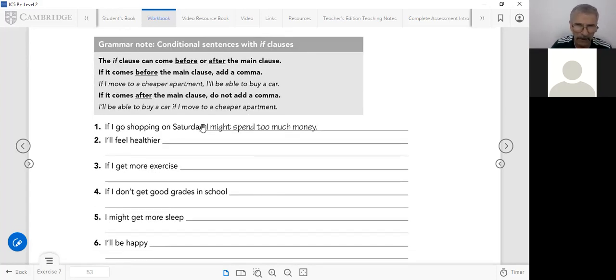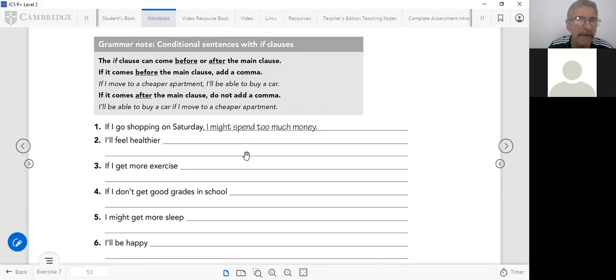Okay, so in number 1, you're going to complete the sentence. Well, the sentence has been completed already. Can you read number 1? It is an example. If I go shopping on Saturday, I might spend too much money. Okay. Can you reverse the order? I might spend too much money if I go shopping on Saturday. You see, we're saying the same thing. The only thing is that you do not use a comma here.